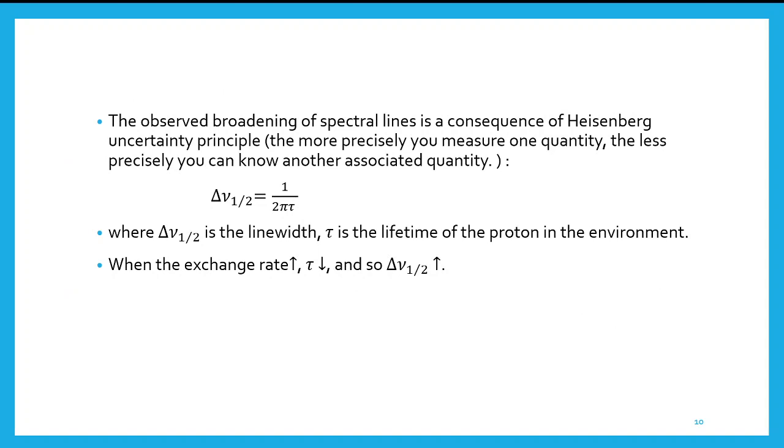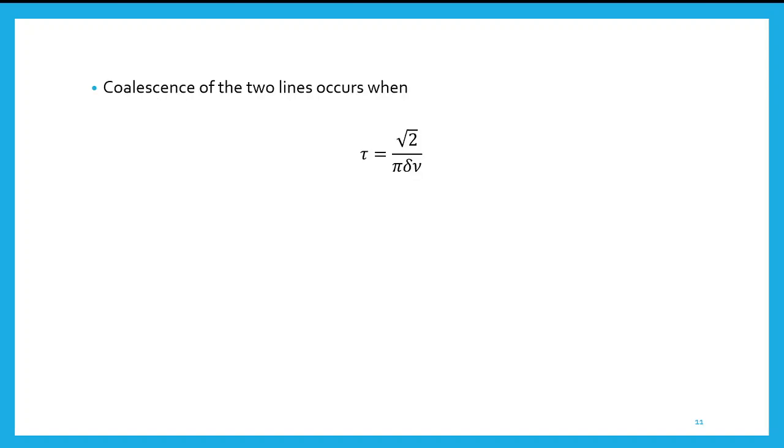And with this coalescence, the observed broadening is given by this equation. This is just the measurement of the line width, and it has to do with tau, the relaxation process, which is related to the line width and so on. But this is not the equation that I want you to focus on. I want you to focus on this equation.